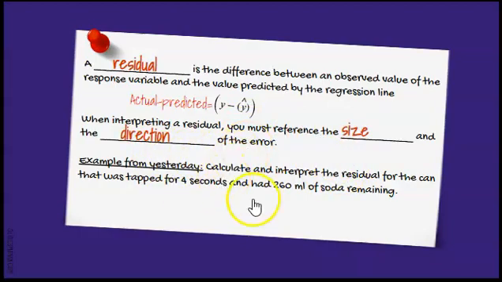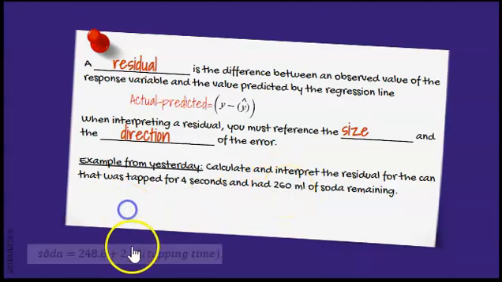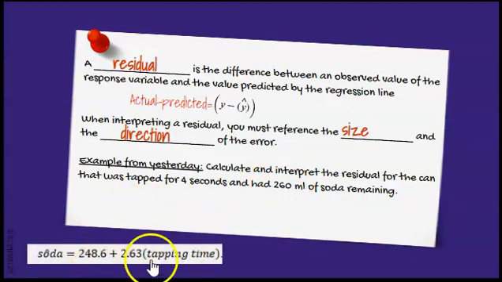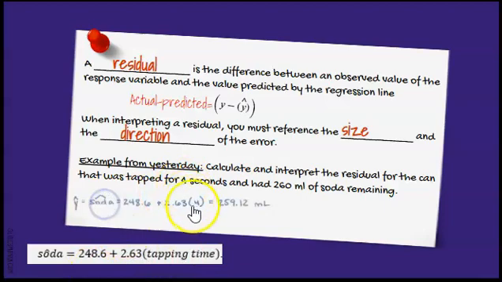From yesterday, calculate and interpret the residual for the can that was tapped for 4 seconds and had 260 milliliters of soda remaining. So the actual X is 4, the actual Y was 260. But let's see what the line would predict. Here was the equation that we had yesterday. If I plug in the 4 for X, I come up with 259.12. That's what the line would predict is the amount remaining in the bottle.